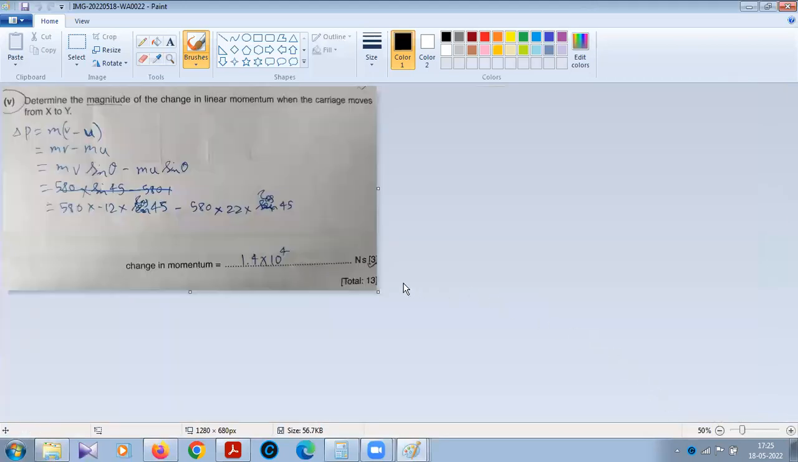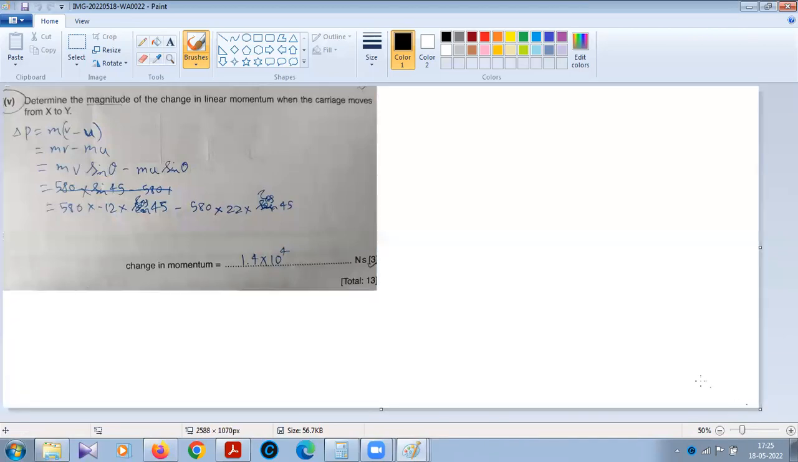I don't know if this is the right working, because the answer in the mark scheme is 1.5 times 10 to the power of 4, and my answer is 1.4. In the mark scheme it is 1.5.